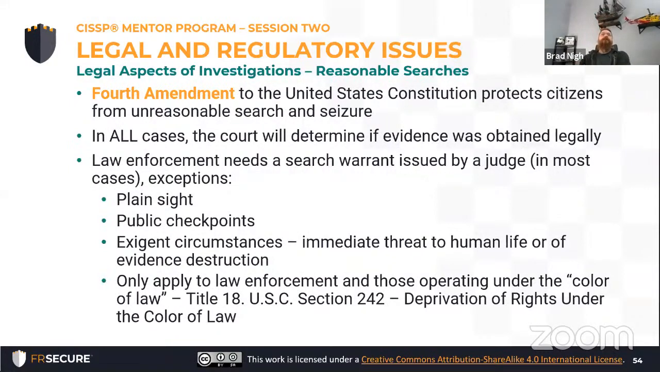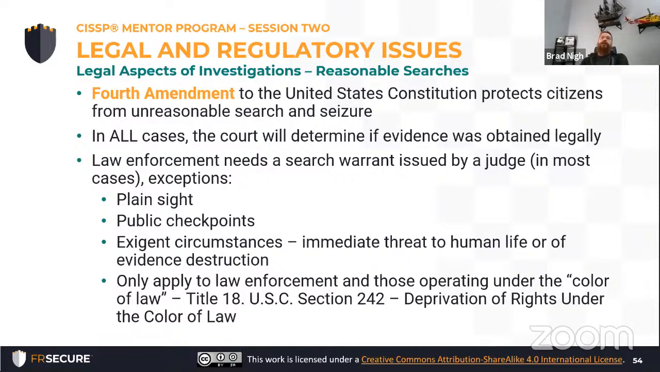All right. Fourth Amendment, this is the illegal or unreasonable search and seizure. Every single case, you have to know the court will determine if the evidence was obtained legally. So law enforcement needs that search warrant issued by a judge. So think of this as, hey, I can't just start going to someone's house because I think they have something, right? I need to prove it to a judge.